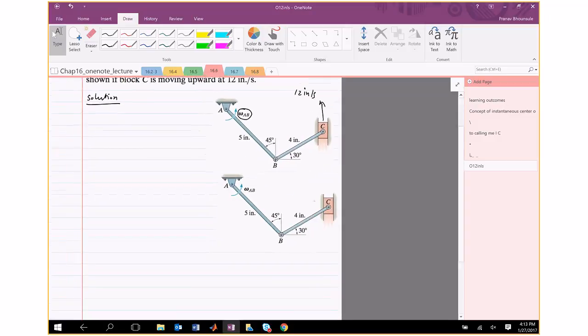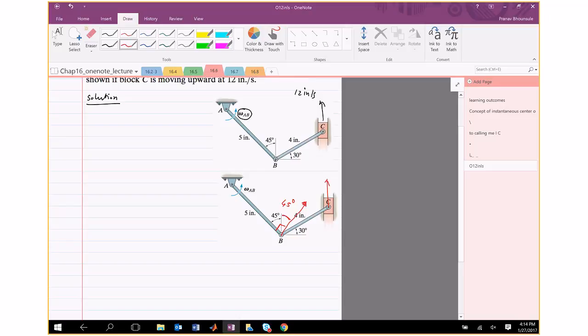Okay, C moves upwards, right? B moves, since omega AB is counterclockwise, the linear velocity of B is going to be in this direction. It's going to be 90 degrees with A, so this angle here is going to be 45 degrees.